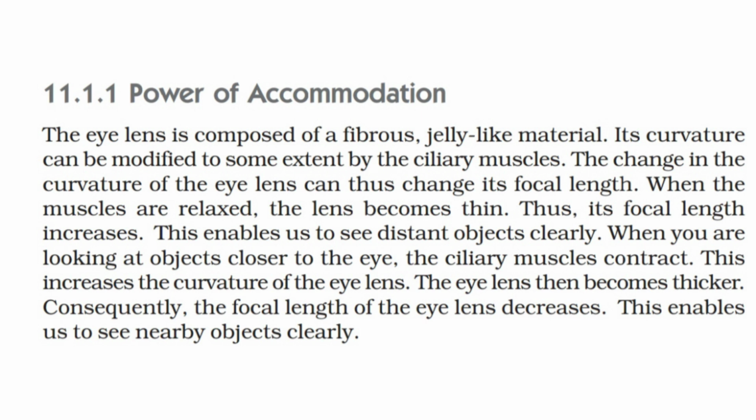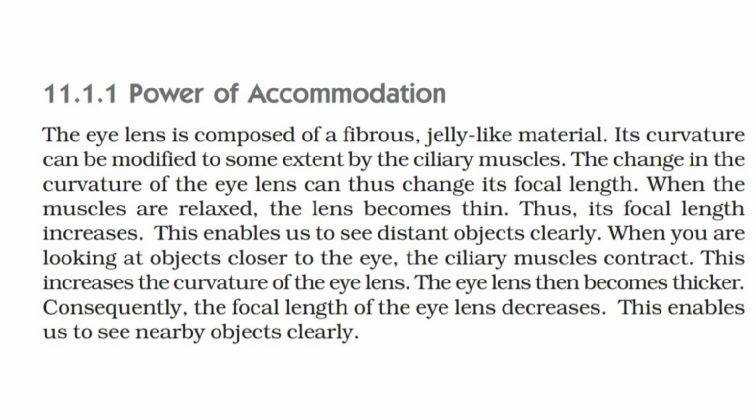When the muscles are relaxed, the lens becomes thin. See, it's a very important thing here. When the muscles are relaxed, the lens becomes thin. Thus, its focal length increases. So what will happen here? This enables us to see distant objects clearly.